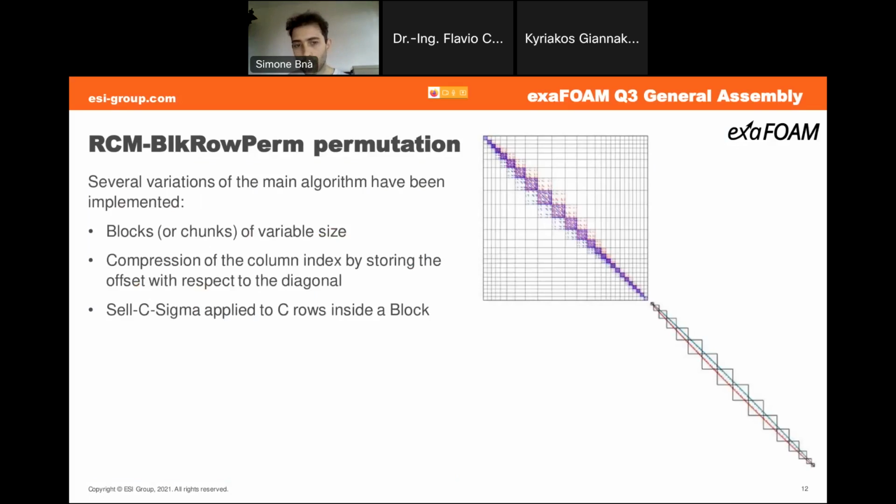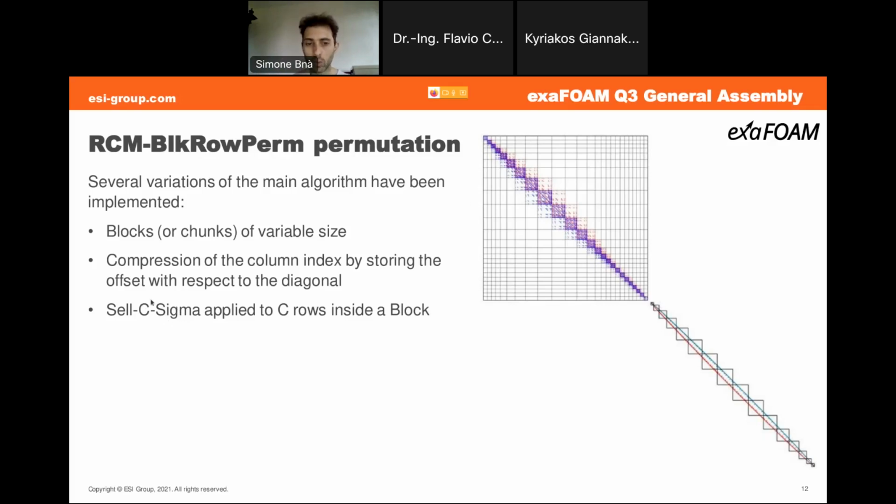These are improvements that have not been introduced in the deliverable, but were tested after the end of the Discretization activity. The idea was to introduce our RCM block row permutation with variable-size blocks, trying to have blocks that are smaller in the corners and bigger in the center. We also tried a variant where, since the blocks are very small, we compress the column index using an integer representation with a smaller memory footprint. For example, we store only the offset with respect to the diagonal, and if the block is small, we can use, for example, an int16 or int12 representation.